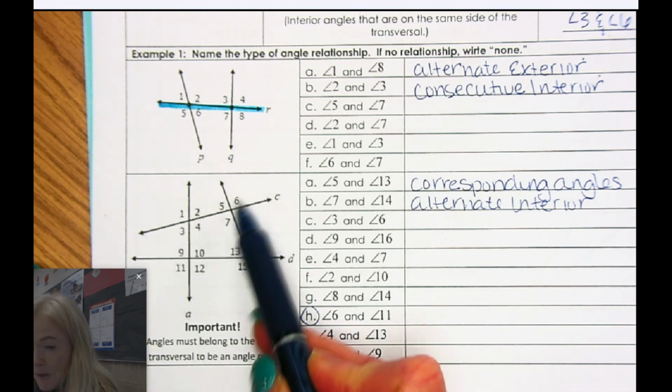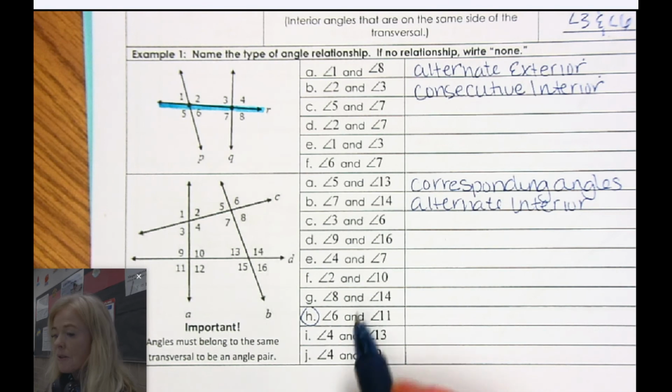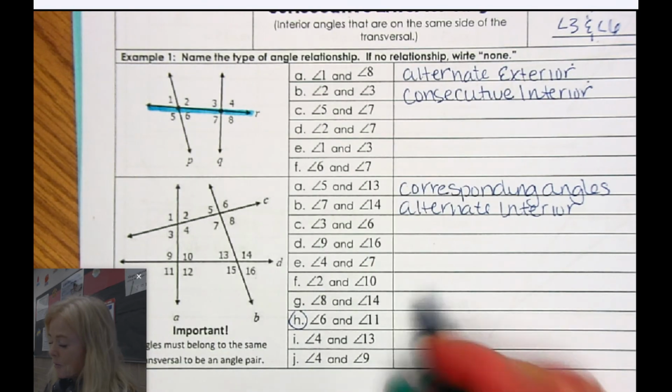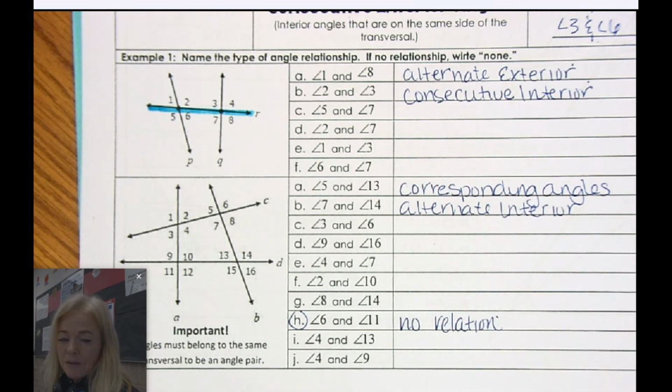All right, another little side note here, if you look at angles 6 and 11, which is H, so 6 and 11, they do not belong to any of the same transversals. So with that, they're actually going to be no relation because they're not attached to one single transversal.